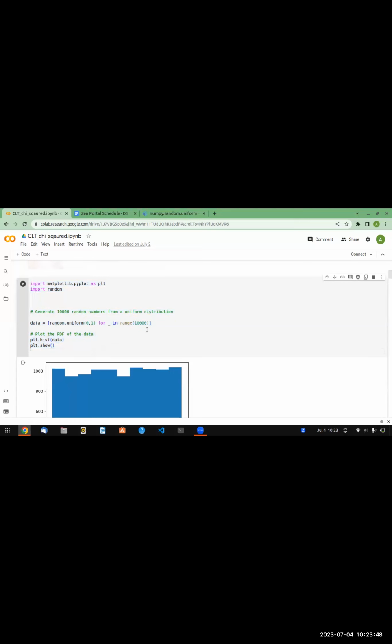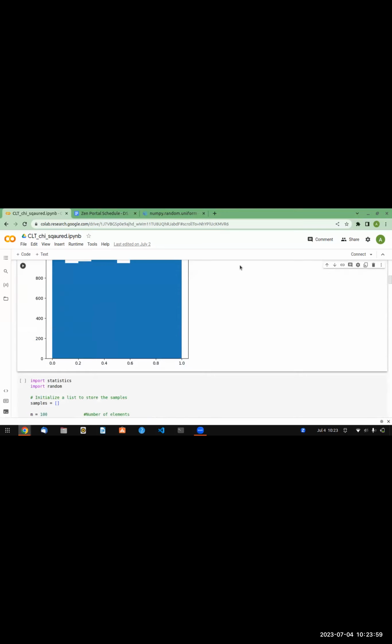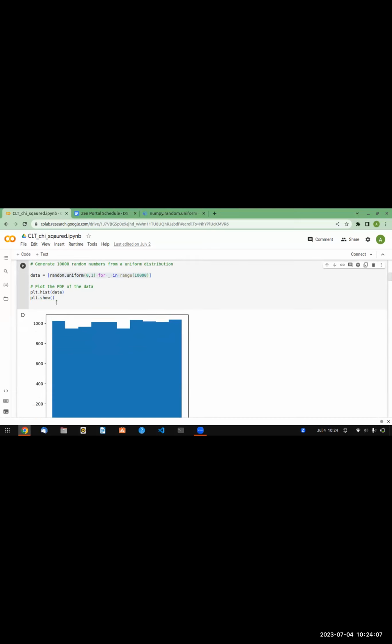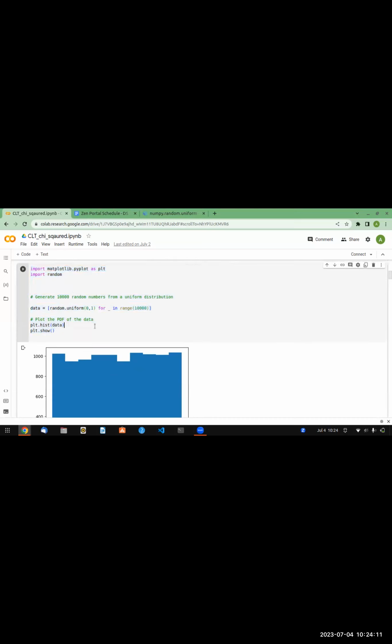That means I am creating 10,000 data points from a uniform distribution, and I plotted the data also. Whenever you see a plot like this, you can tell this is a uniform distribution. Are you getting it? Knowingly, to prove this, I am generating 10K data points from a uniform distribution. This is clear? Okay, let me run this.